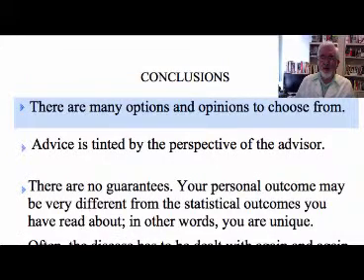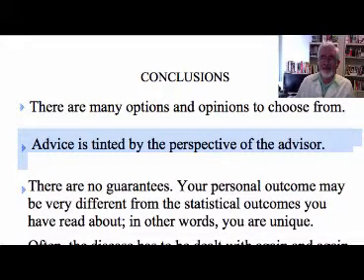Here are my conclusions after many years of coaching patients using this model of decision-making. Here are listed the main conclusions that I came to realize together with my patients. There are many options and opinions to choose from, and it's very important to know even whom to go to and get the opinions from. That's something that I explain to patients when they do coaching with me.